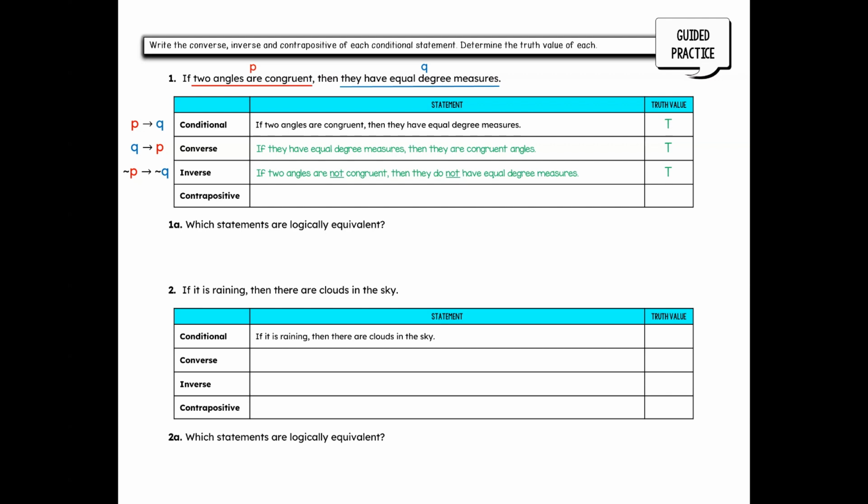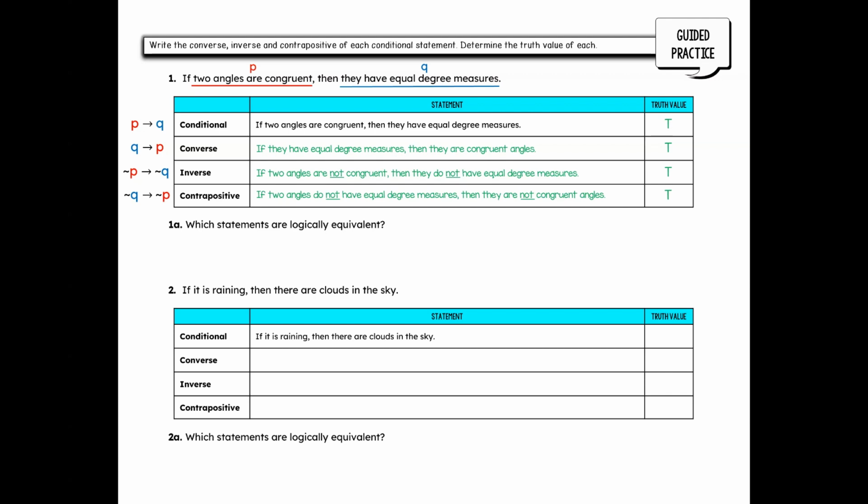Now let's move on to the contrapositive. The contrapositive, con is in front, so we're going to switch the order. So if Q, then P, but we're going to negate both the hypothesis and conclusion. So if not Q, then not P. Let's start with Q. If they do not have equal degree measures, then they are not congruent angles. If two angles do not have equal degree measures, then they are not congruent angles. That statement's truth value is T. That is a true statement.